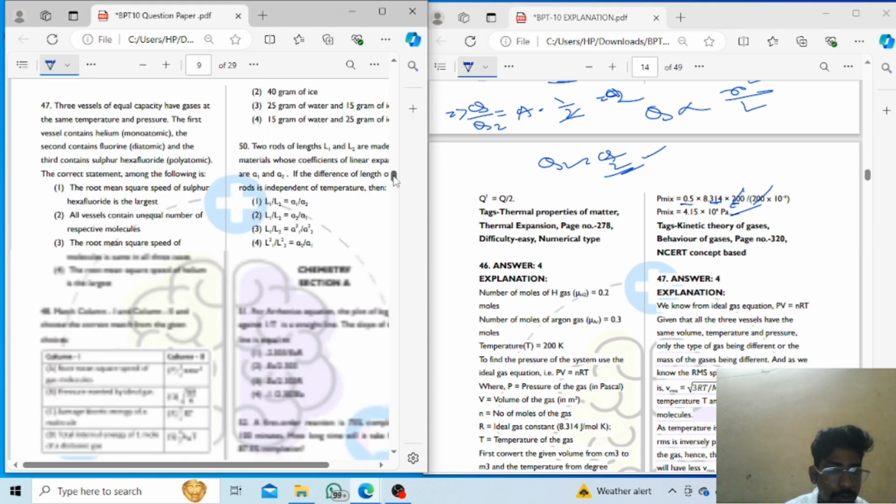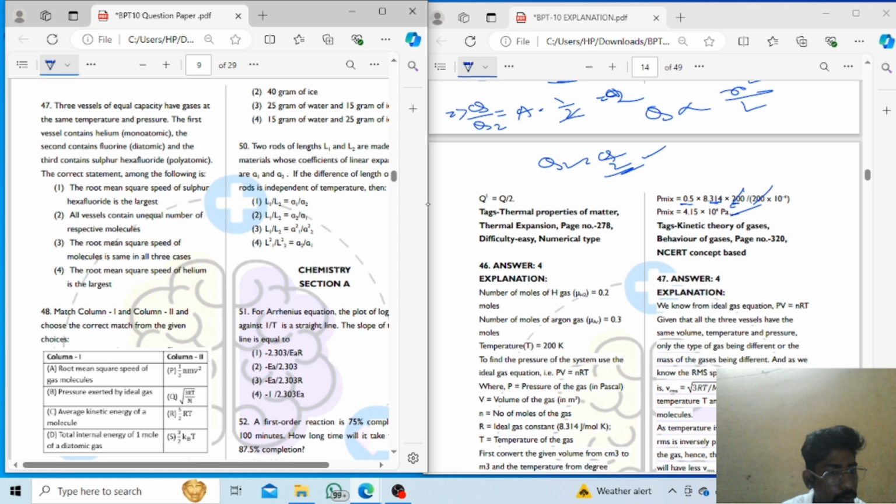Three vessels of equal capacity have gases at the same temperature and pressure. The first vessel contains helium, the second one fluorine, and the third one is sulfur hexafluoride, polyatomic. Which is the correct statement? They are talking about the root mean square, RMS speed. If temperature and pressure are equal, then the RMS speed will depend on mass: V is proportional to 1 by root M, because T is constant. So the gas which has less M will have more V.